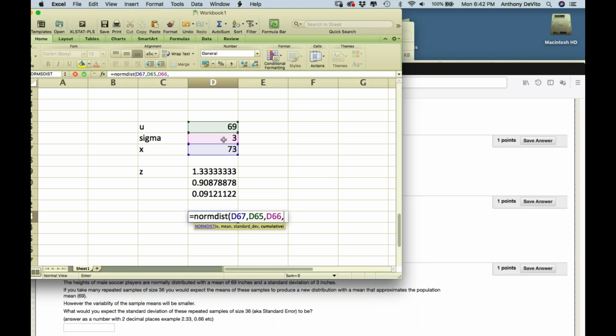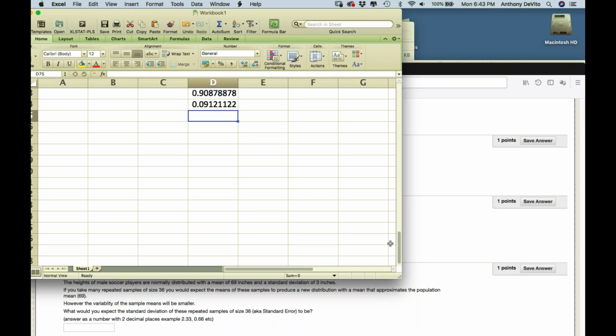Cumulative is always referring to an area, so it's always going to be true for cumulative with this function. You're never going to use false with this function. Let's see what I wind up getting. I wind up getting my 90%. It automatically gives you the percentages, bypassing the need to figure out what the z-score is. And from there you can say that the area you're looking for, which is above, is equal to 1 minus that. So you can play around with these functions a little bit.